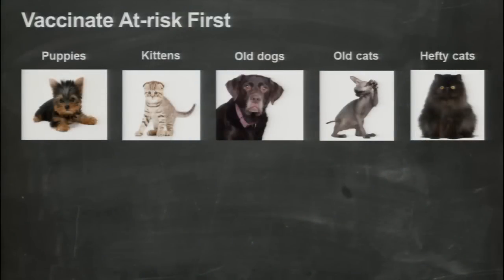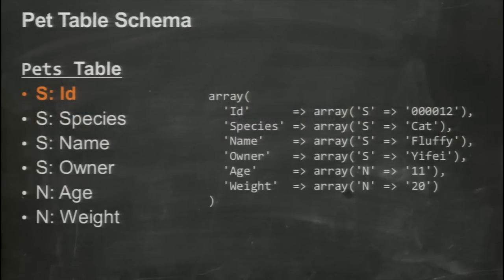Before we dive into our actual scan filters and criteria, let's take a look at our schema and some example data. As Jeremy mentioned, this is a NoSQL database, so there's not actually a schema other than the primary key. Here the primary key is a string of ID. Some of the other fields we're using are species, which is a string, name, owner, age, and weight. On the right, you'll see an example of what the data might look like if you were to call getItem on one of these pets in the database. It's basically an associative array mapping the attribute name to the value, and the value also contains what type of data structure it is, so strings or numbers.